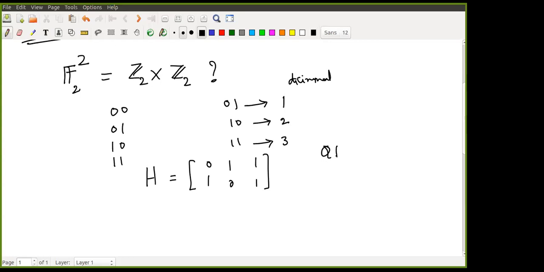Question number 1 is, what is the distance of the code? Now it is a parity check matrix, so there is a code corresponding to this, right? There is a code corresponding to this. So what is the distance of the code? Okay, question number 1. Question number 2. So what is the simple question? Instead of the distance of the code, you can take that as question number 2.